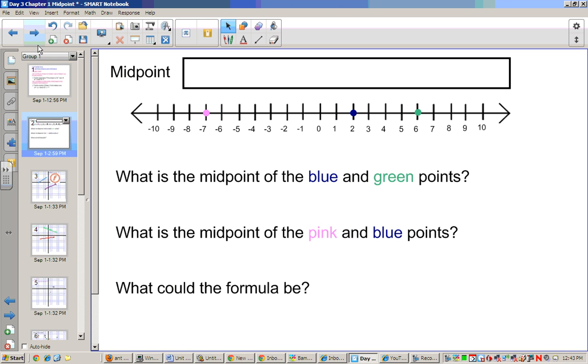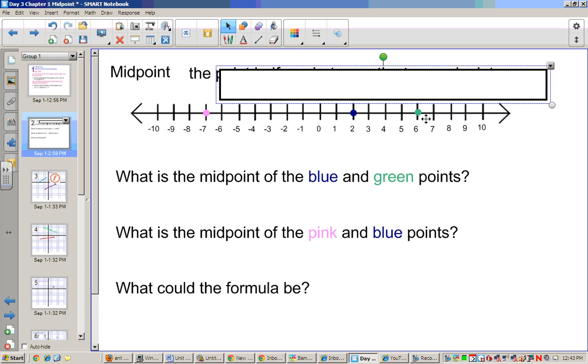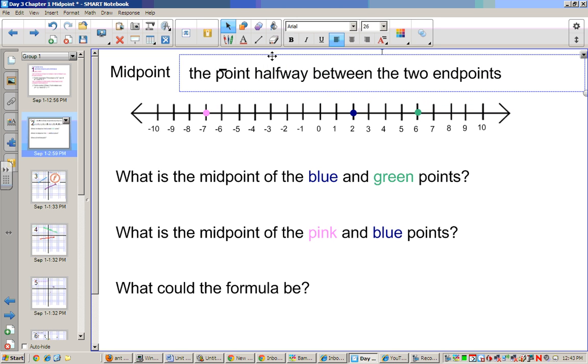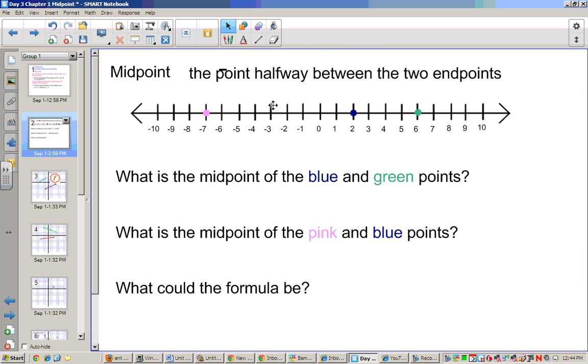First off, we need to understand what a midpoint is. A midpoint is a point halfway between the endpoints. So there's two endpoints, and you want to find the point halfway. First, we're just going to do a one-dimensional graph. I want to find the midpoint of the blue and the green points.